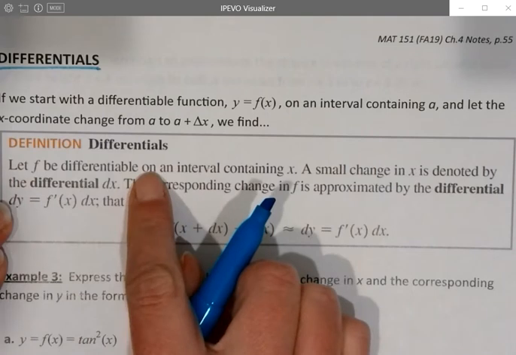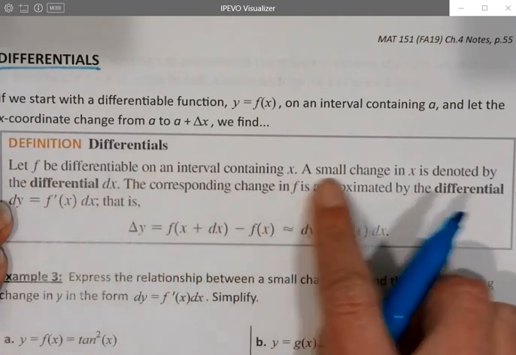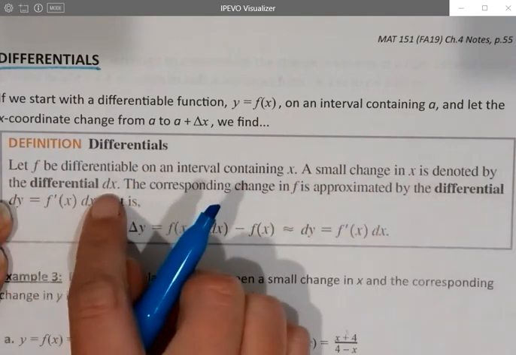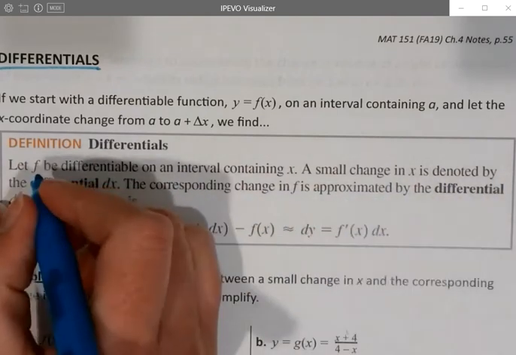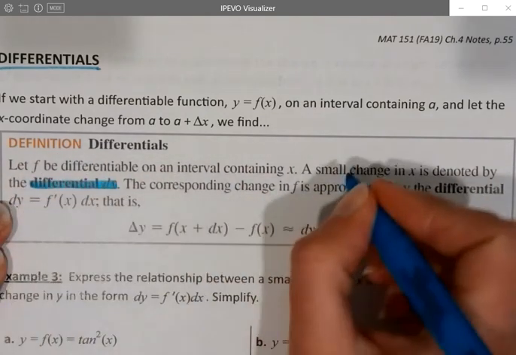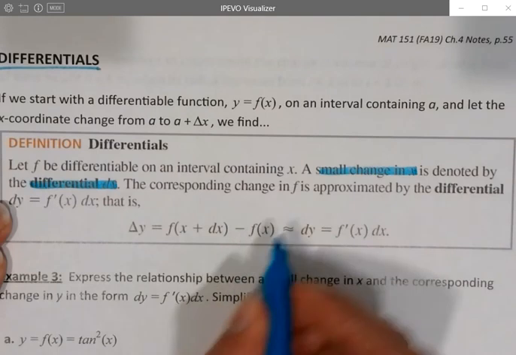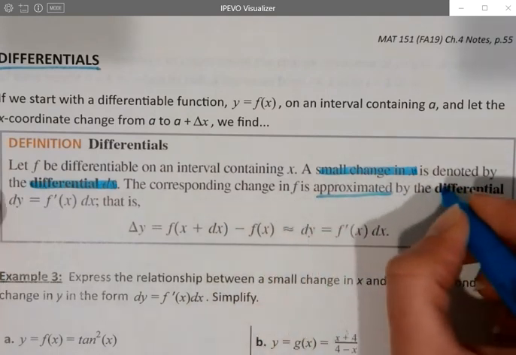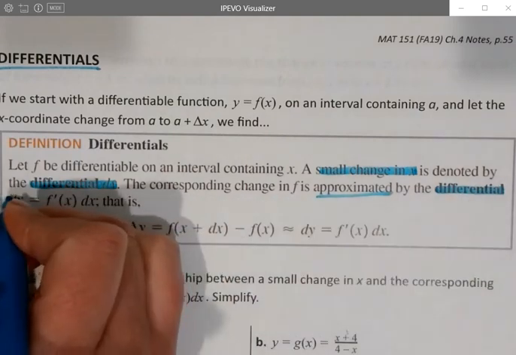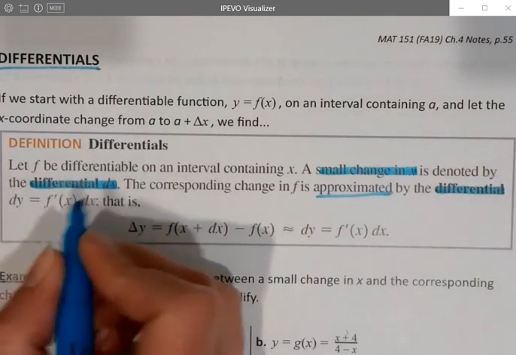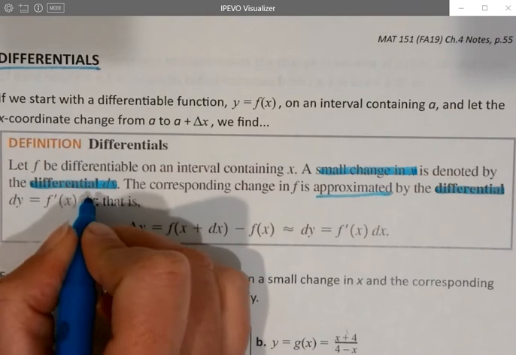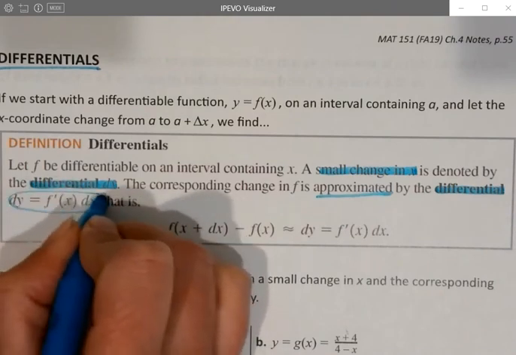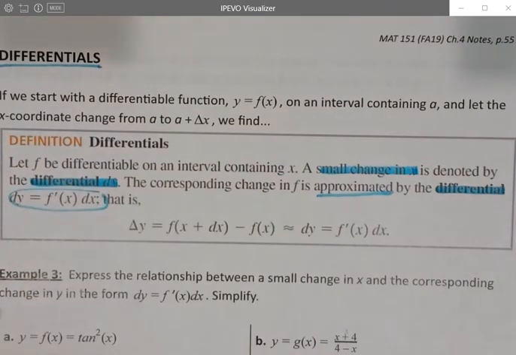if x is a differentiable function, a small change in x is denoted by the differential dx. The differential dx is a small change in x. The corresponding change in f is approximated by the differential dy. The differential dy is equal to the derivative times dx.